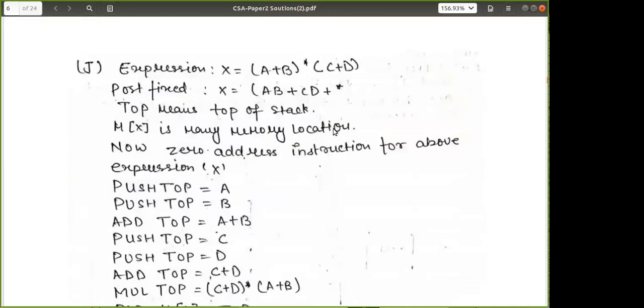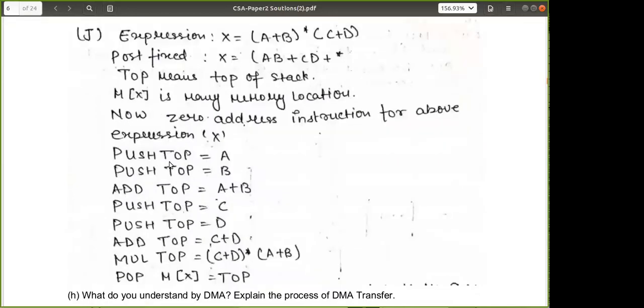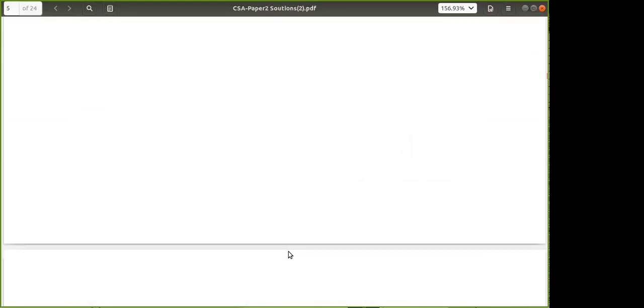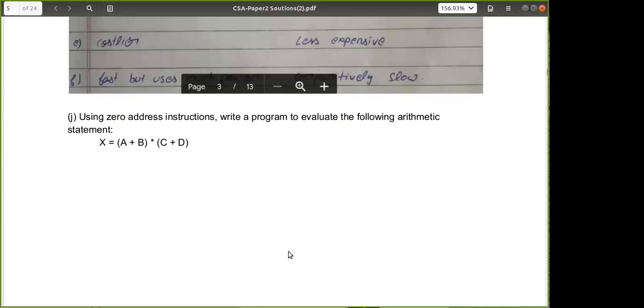So how to perform this? We have a stack. On the stack we first push a, then push b, then add a and b, and the result is again on the top. So the result is a plus b. Then we push c, then we push d on the top, and the result is c plus d. Now on the top we have a plus b and c plus d. Then we will multiply both these results. So this way we can do the zero addressing instruction.